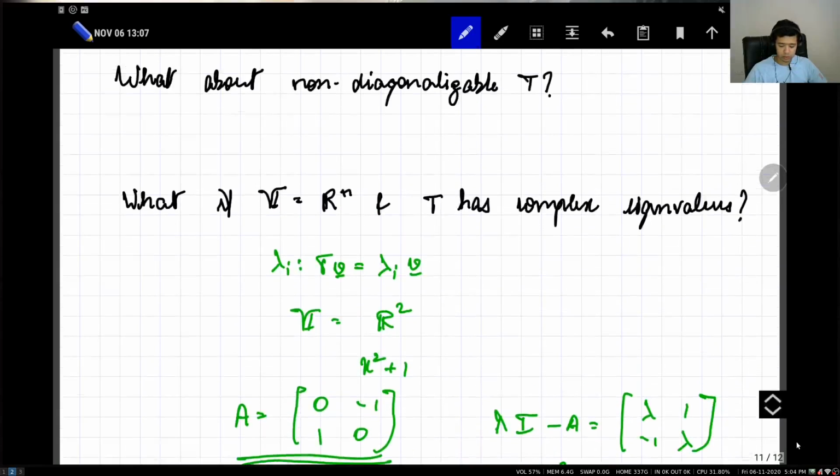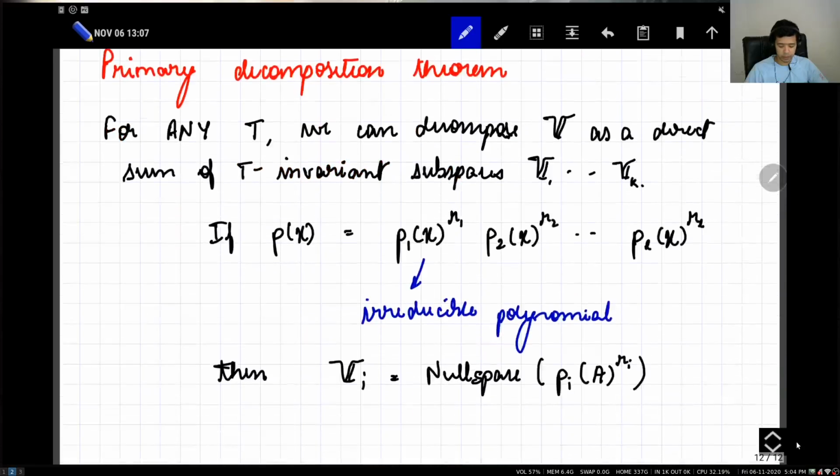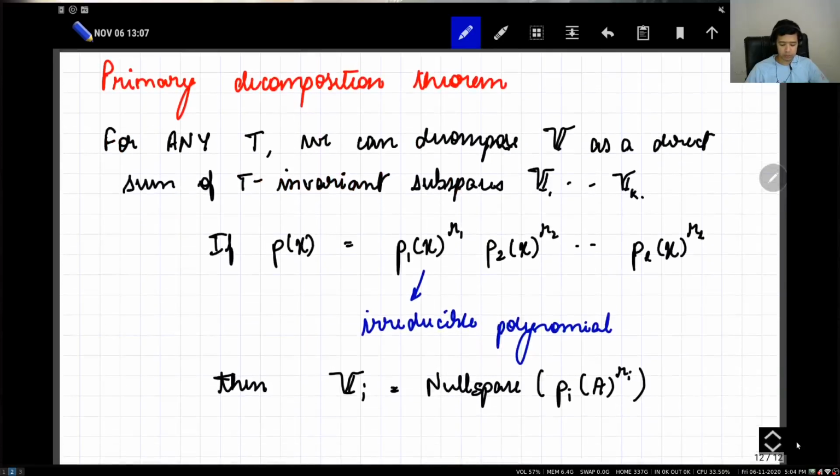Okay. So in such scenarios, what can we do? If the matrix has complex eigenvalues, then is it block diagonalizable, and if so, how? Right? And all of these questions are answered by the primary decomposition theorem. It says that for any linear transformation T, we can always decompose V as a direct sum of T-invariant subspaces V1, V2 up to Vk, and these subspaces are going to be the null space of certain matrix polynomials.